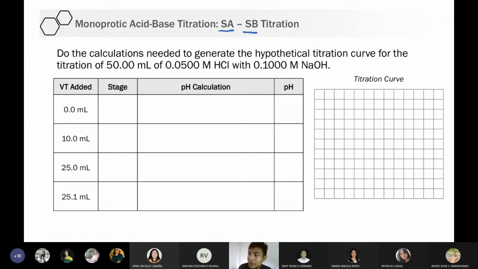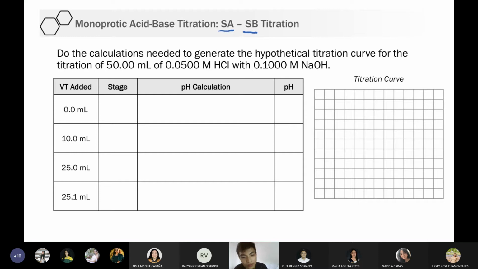So, ayan. So, sige. Alam ko na ano gagawin ko. SASB, alam ko na equations. Ngayon, ang tanong, paano ko po i-execute? Paano ko gagawin yan? No? Okay. So, after mo ma-identify what type of titration you are doing, the second thing you will do is to find the volume of titrant at equivalence point.